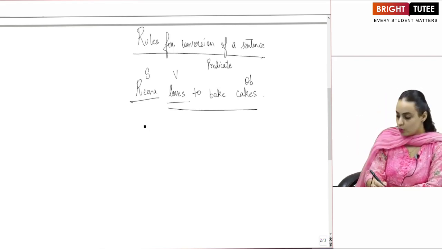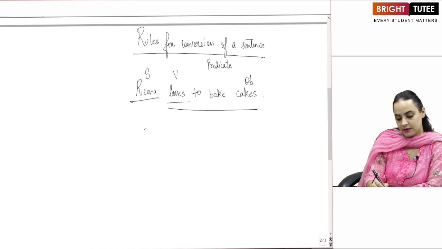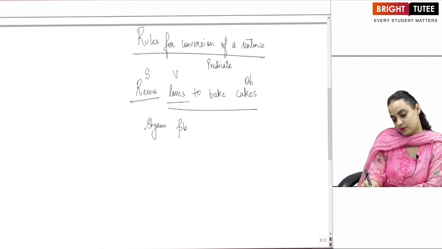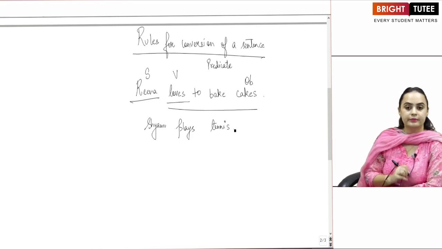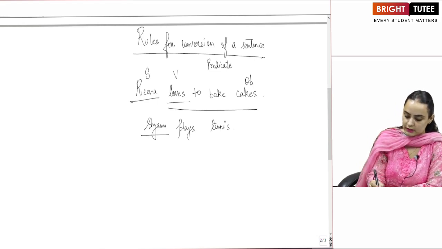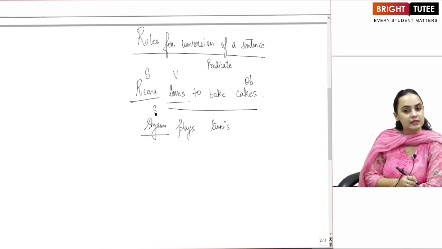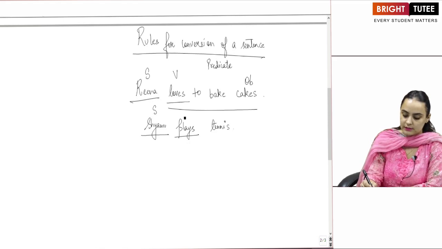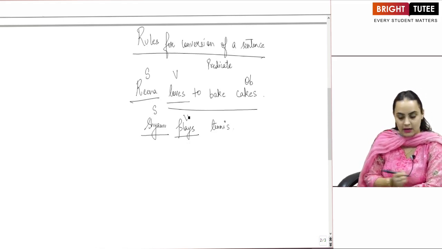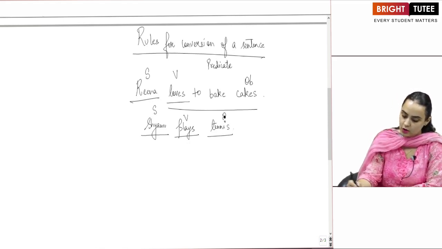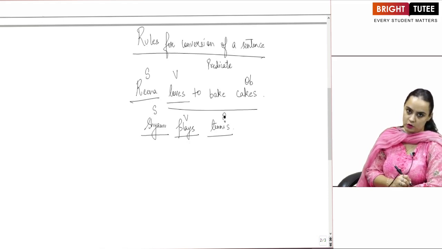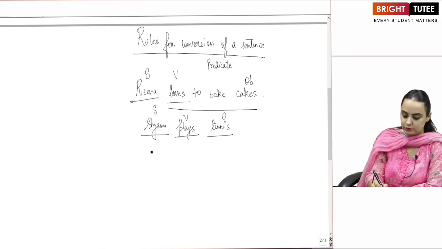Let us give you more examples. If I say, Shyam plays tennis. Who is my subject in this sentence? Shyam is my subject. What is my verb? Plays is my verb. And what is my object? Tennis is my object.